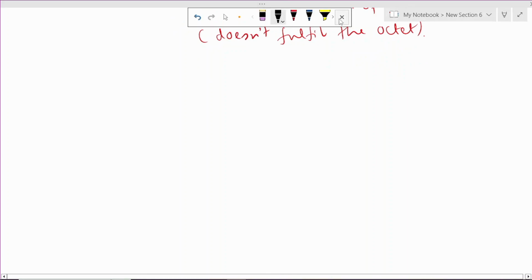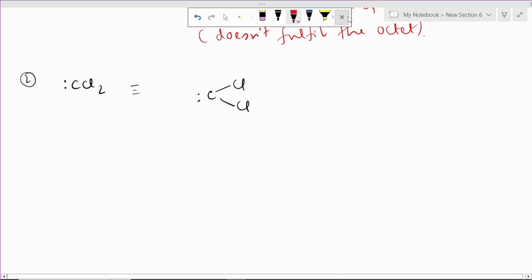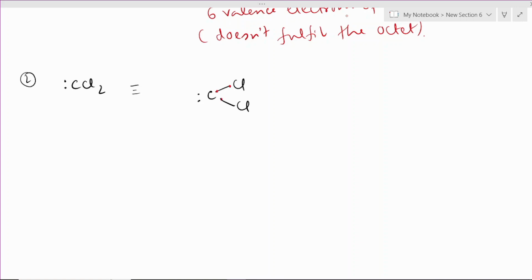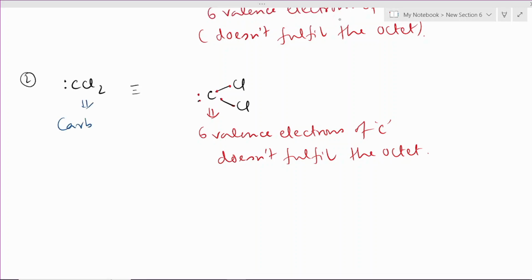Similarly, this species is also an electrophile, because if we draw it in the correct manner and count the valence electrons of carbon, we get 6 valence electrons of carbon. That means it also does not fulfill the octet. Basically, this is known as carbene. This is an important intermediate in organic reactions. We will discuss it later.